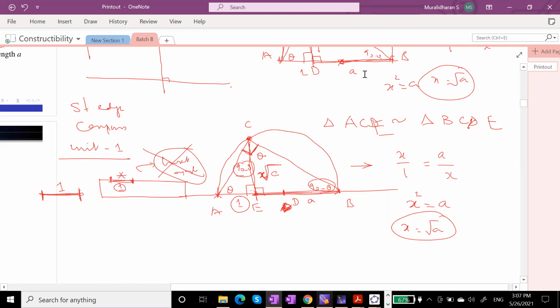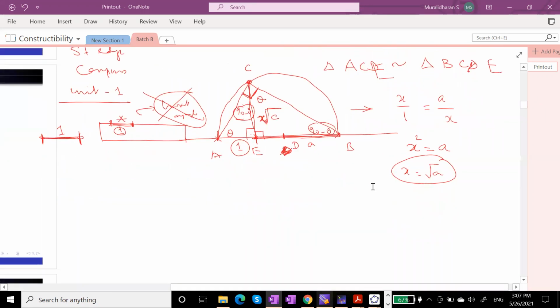Sir, I have a doubt. We had said that we can divide a line into any n equal parts. So, sir, how can we divide it into 3 parts or something? I didn't understand. Suppose I have given a segment like this.